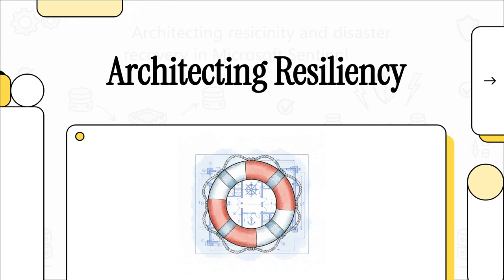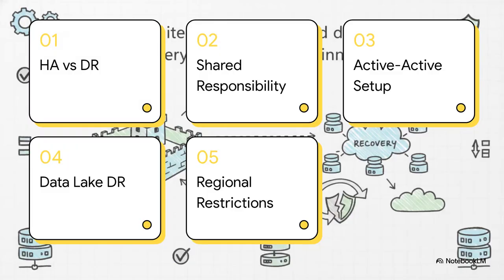Today, we're going to draw a hard line between Microsoft's automatic protections and, more importantly, exactly where your responsibility kicks in. If you manage a security operations center, nailing this difference is literally the key to keeping your organization protected when the unexpected happens. Okay, here's our roadmap for today. First, HA versus DR. Then, the shared responsibility model. Third, active workspace setup. Next, data lake disaster recovery. And finally, regional restrictions. Let's just dive right in.